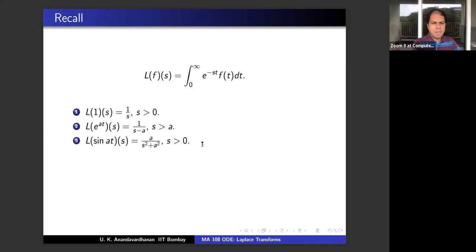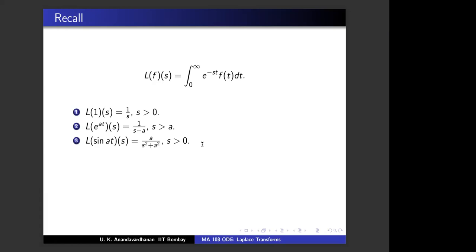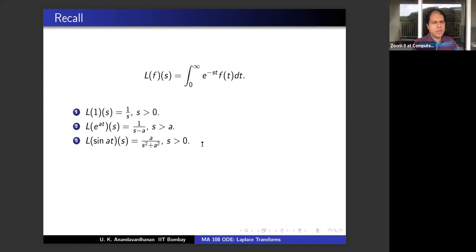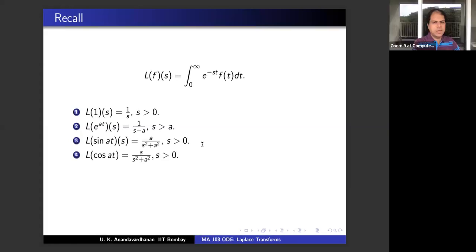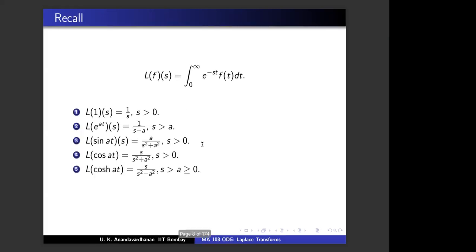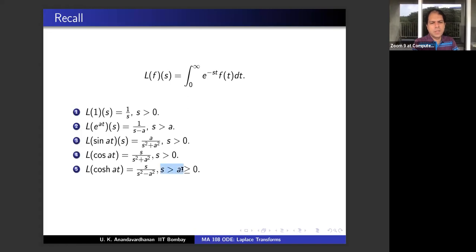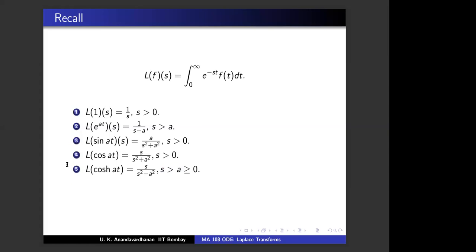And then we had three examples which I did not do, which I asked you to do: cos at, cosh at, and sinh at. What are the answers? For cos at, the answer is s by s squared plus a squared. For cosh at, the answer is s upon s squared minus a squared. Did you check whether this is required? Otherwise, please do check. I think it is required. And for sinh at, the answer is a upon s squared minus a squared.